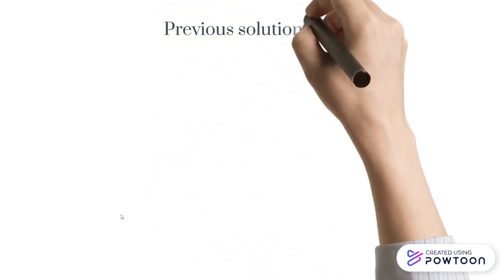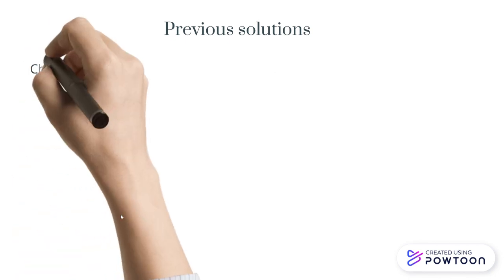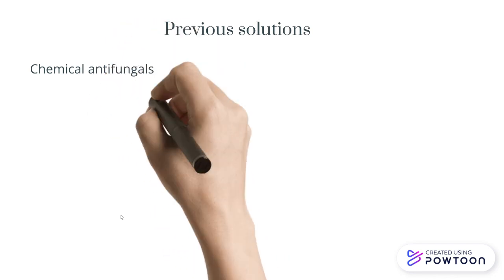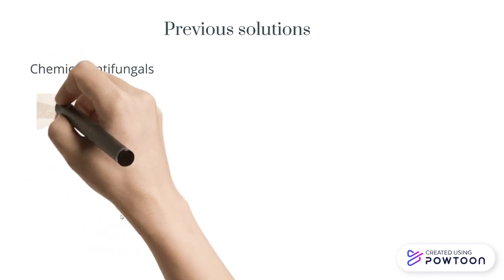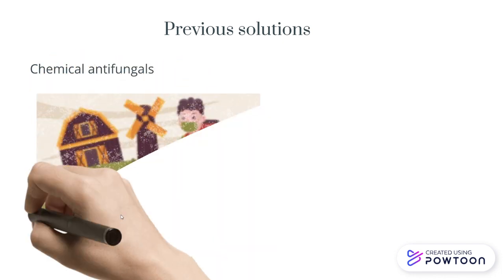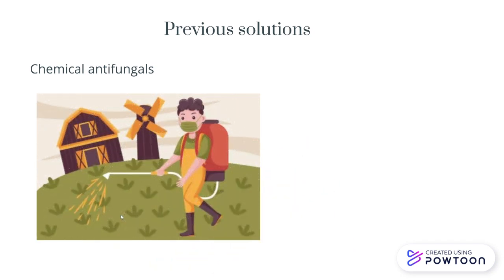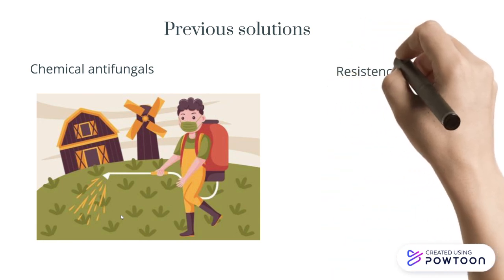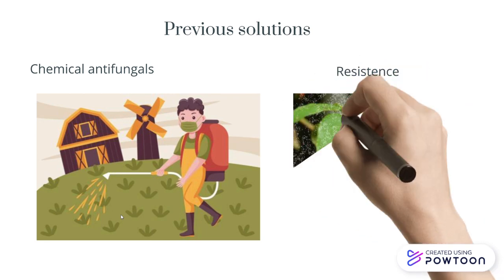Previous solutions and their drawbacks. To solve this issue, chemical antifungals are commonly used. Unfortunately, these aren't sustainable solutions. They can harm beneficial soil organisms and pollute the environment. Fungi can also develop resistance to these chemicals, making them less effective over time. This leads us to explore safer, eco-friendly alternatives like biological control agents.